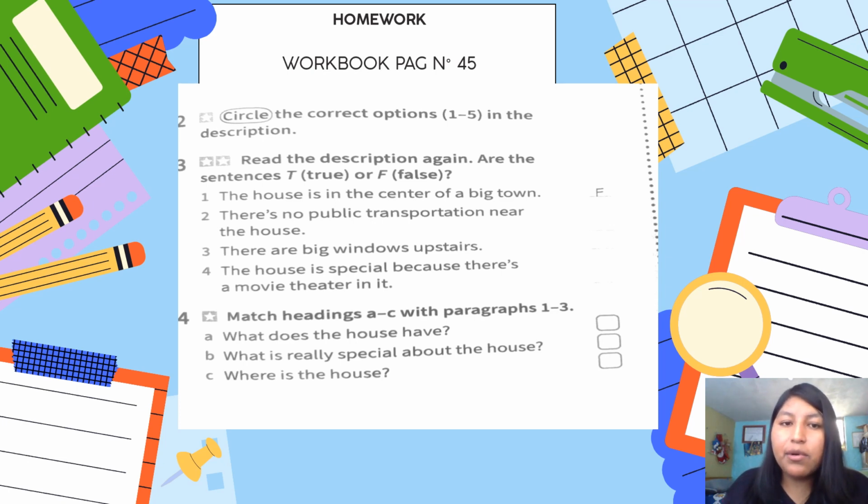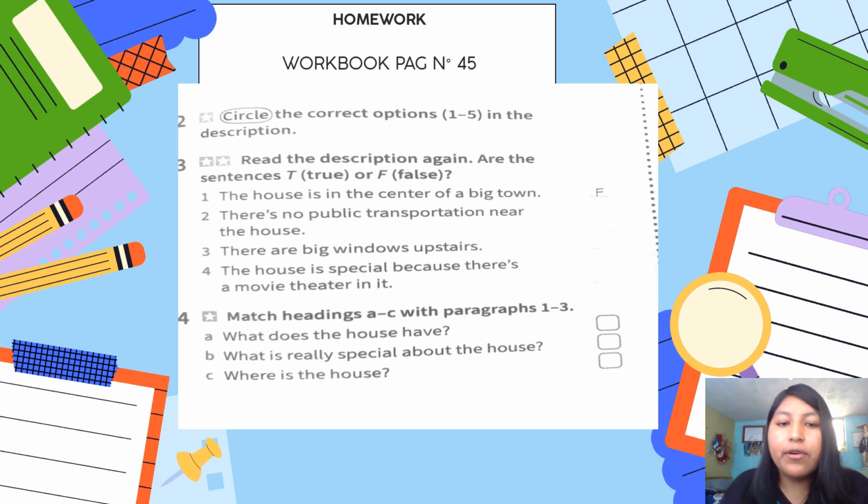For example, number 1, we have the house is in the center of the town. What does the reading say? It's false, right? There's no public transportation near the house. You have to read again the last paragraph and answer true or false.